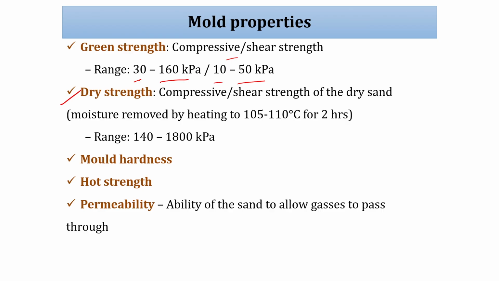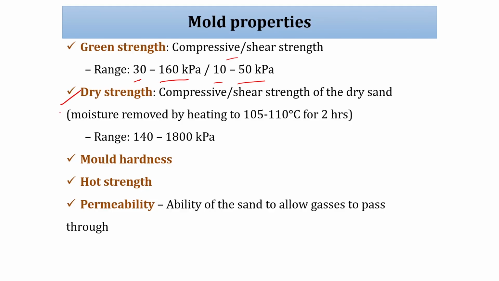But why do you need dry strength? When you pour the molten metal, the sand becomes hotter. Let's assume you are casting aluminum, whose melting point is 660 degrees Celsius. The temperature of the cavity is around 700 degrees Celsius, because the pouring temperature is higher than the melting point, a 40 degree superheat. So the sand's moisture evaporates.